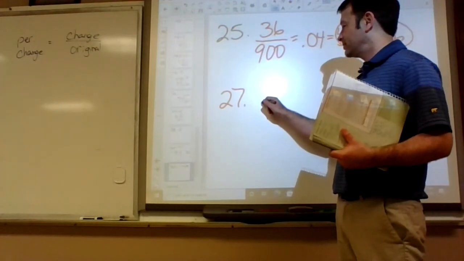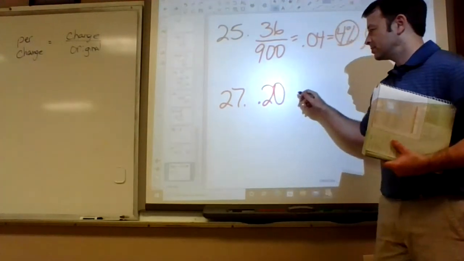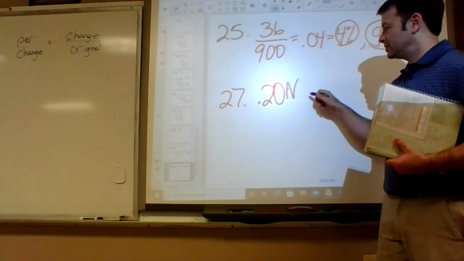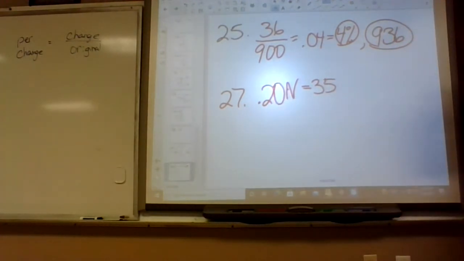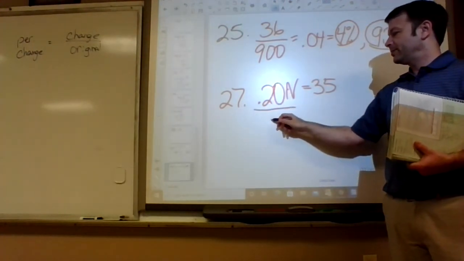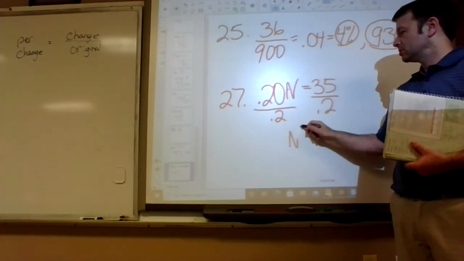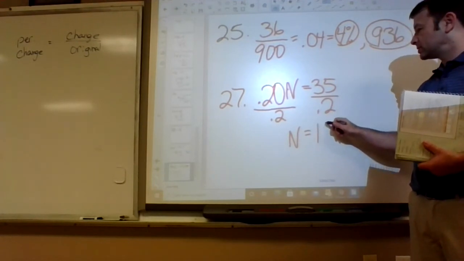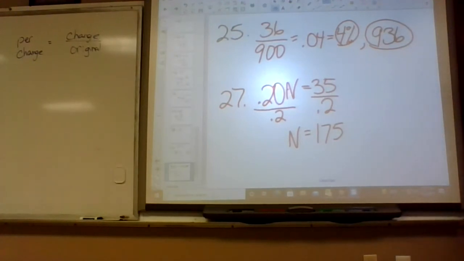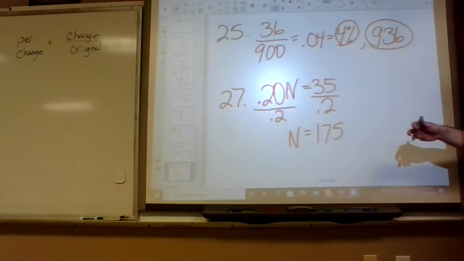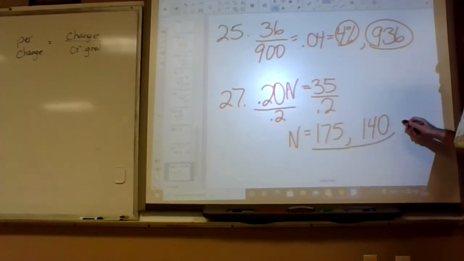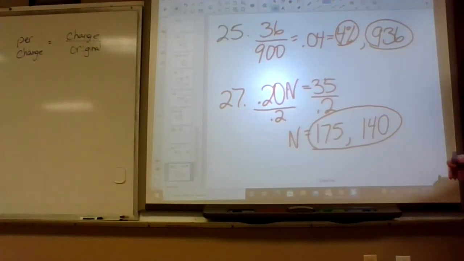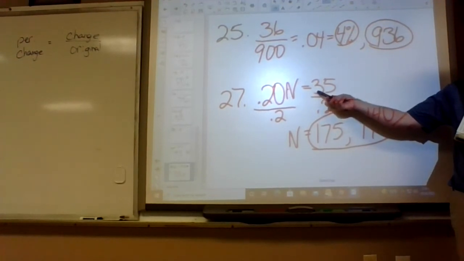So 20%, tell me what's right. 0.20 times the original, N, equals 35. 20% of the original is 35. You have 35 divided by 0.2. 175, okay. 175 must be the original. So how do I find the final amount? It told us it's supposed to decrease by 35. So if I subtract 35, I get 140. It told us on the problem that we're supposed to decrease by 35. So I did this minus 35.